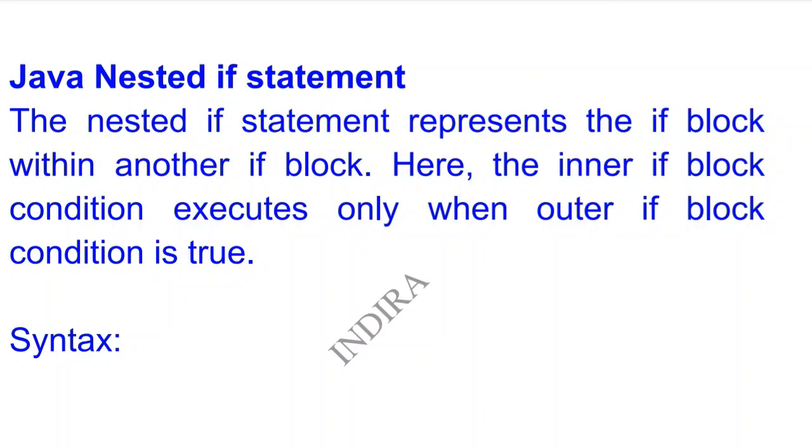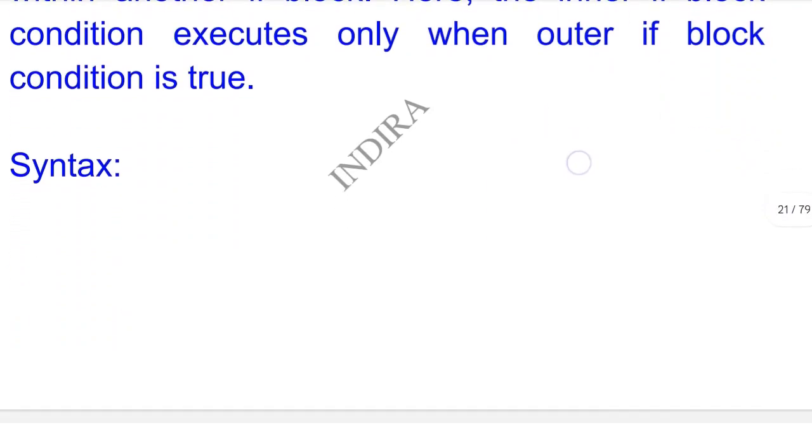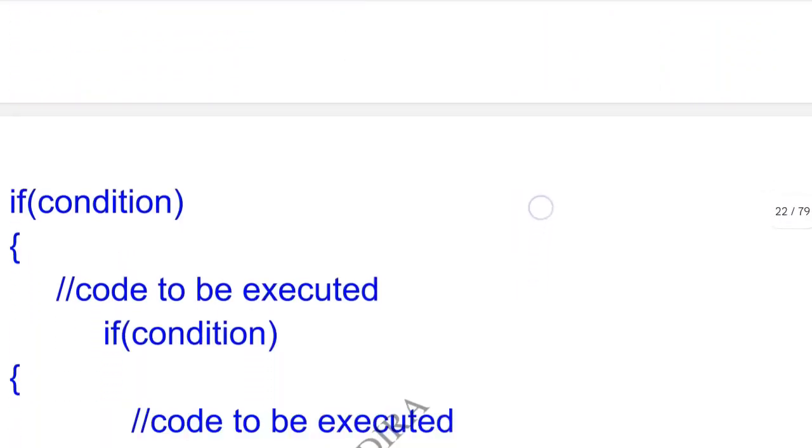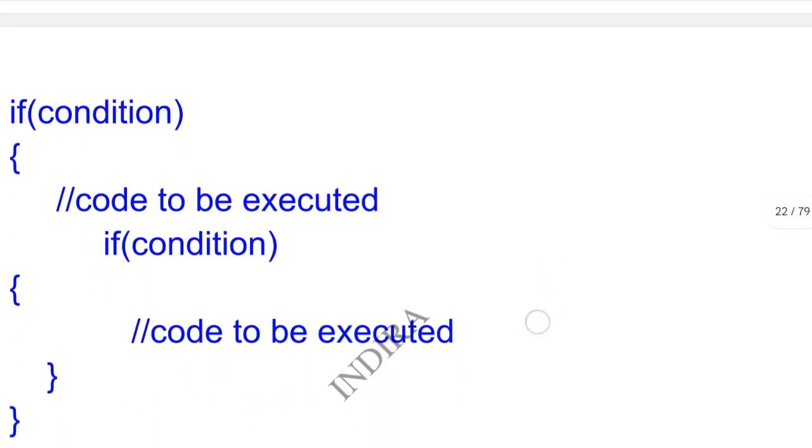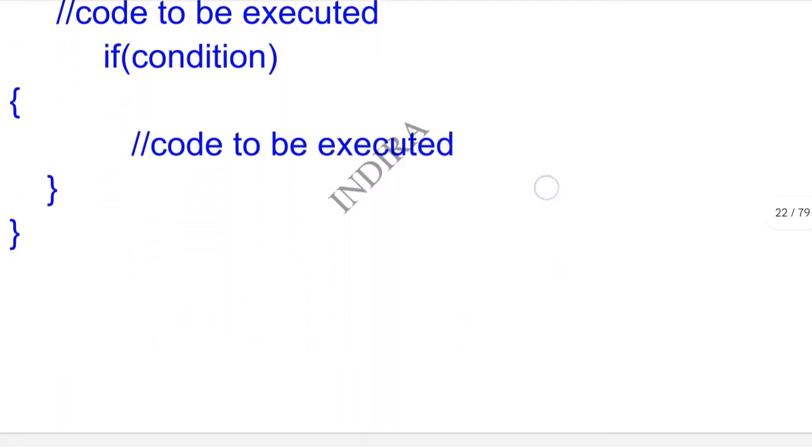So coming to the definition, the nested if statement represents the if block within another if block. Here the inner if block condition executes only when the outer if block condition is true. What it describes is, if the condition is true it executes, if not it again terminates in the else conditions.